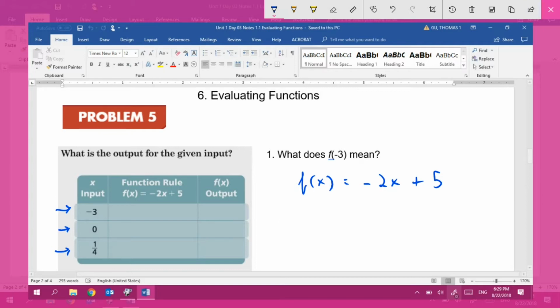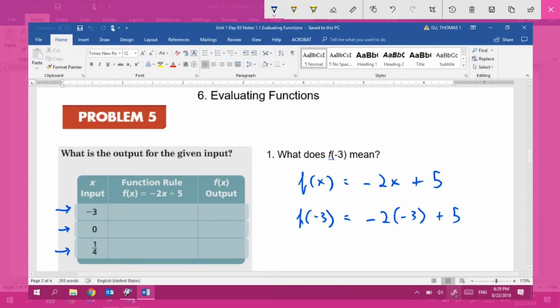So when x is negative 3, all we're going to do is put it like this. F of negative 3 equals negative, wow, this is perfect because look at number 1. The question asks you, what does f of negative 3 mean? Well, it means exactly this. It means f of negative 3 equals negative 2 times negative 3 plus 5. It pretty much means when you substitute all the x's with that negative 3.